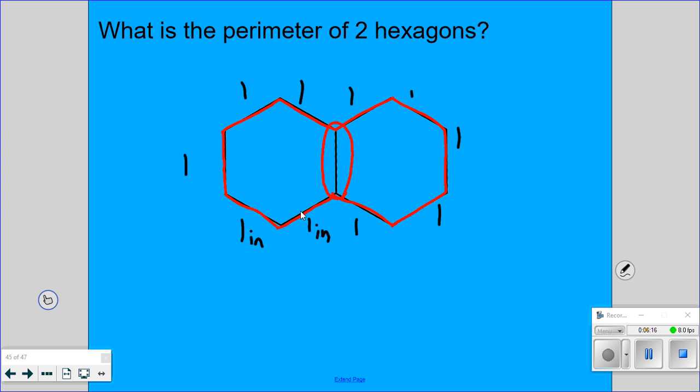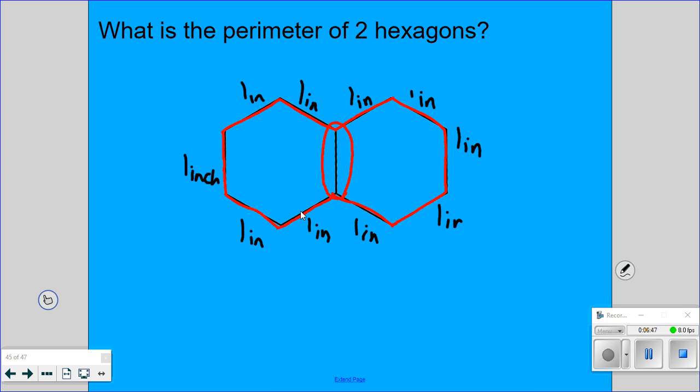Wait, so there's only 5 on each? For the perimeter? So I only have 5 sides that I'm counting because that 6th side is squished in the middle. So what is the perimeter? It is still hexagons just smushed together. Yes. What is the perimeter of this new shape that I've made by squishing 2 together? Count it.